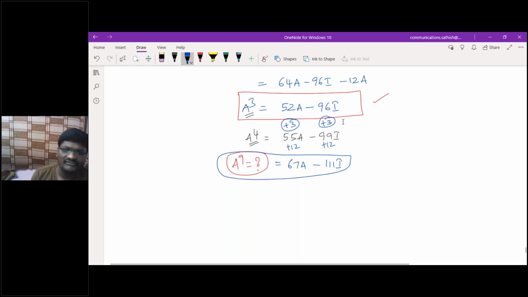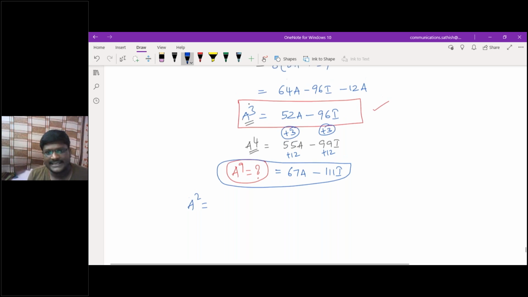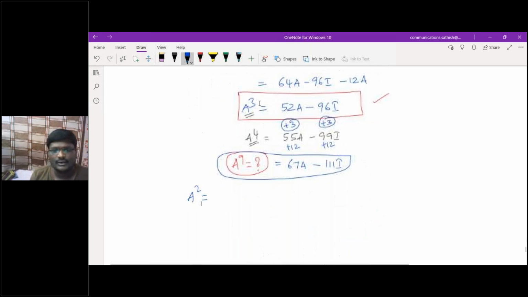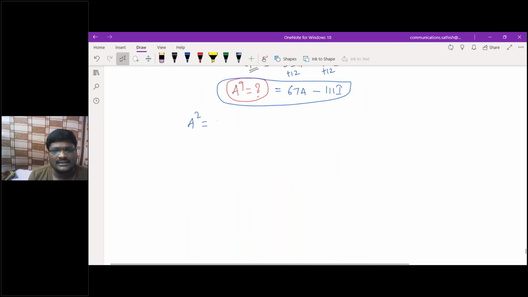Then in this problem itself, Seema, why I'm giving all the combinations of the problem is that the rest of the problems I will give as homework for you guys. So in this problem itself, I'm giving all the different variations. See, earlier in this problem you got the A square value as how much? 8A minus 12I only, right? Is that my A square value? Yes, sir.